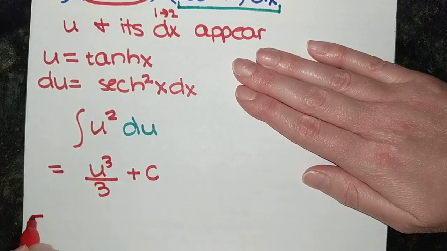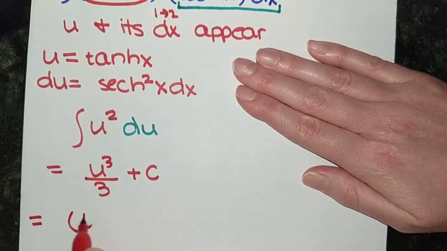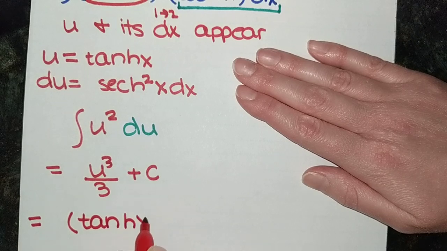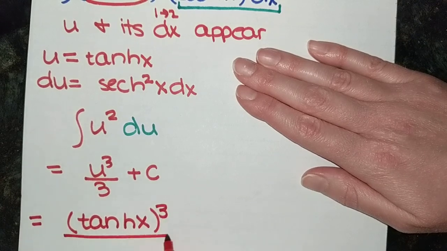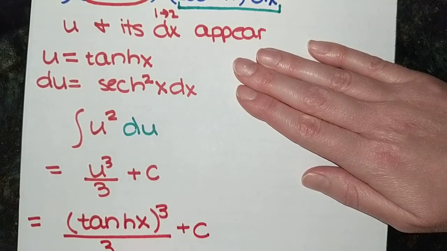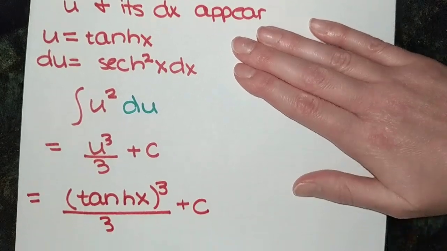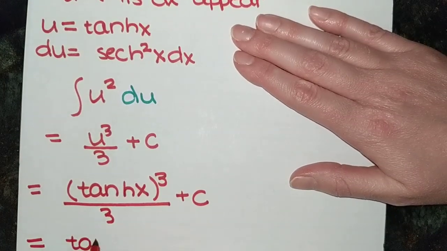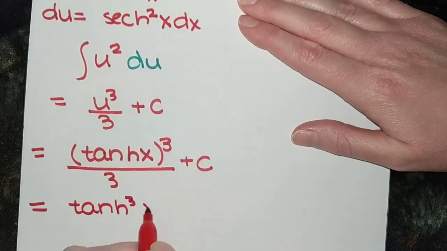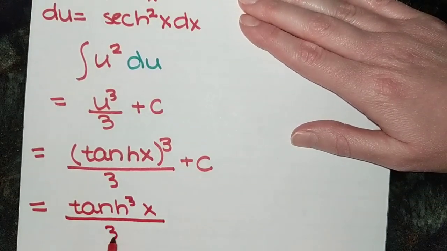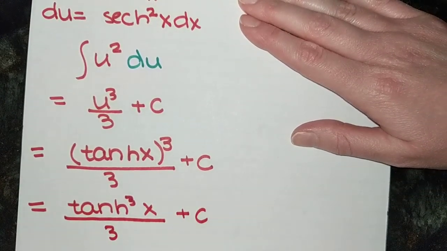Okay, and then we'll just sub back in. So u is going to be equal to hyperbolic tangent x quantity raised to the third over 3 plus c. And if you wanted to, you could of course rewrite this as hyperbolic tangent cubed like a trig power and then remove those parentheses. And that would make things look a little nicer too.